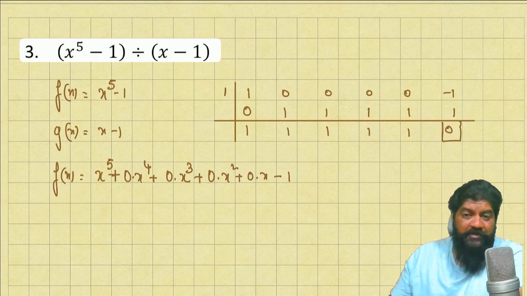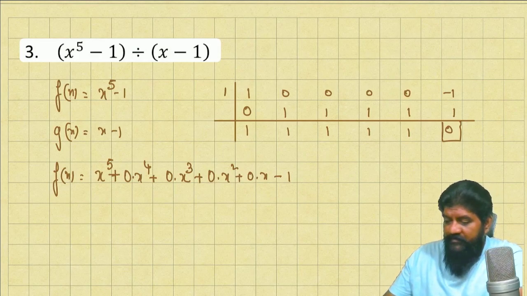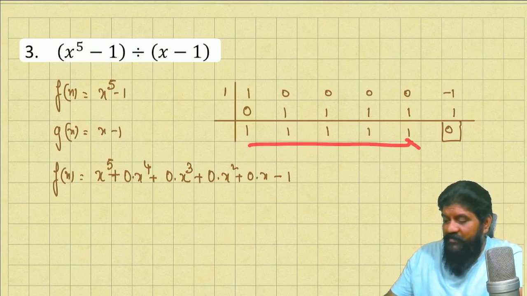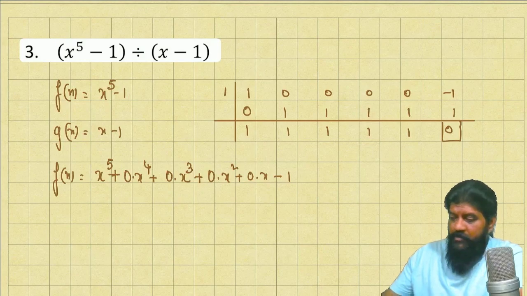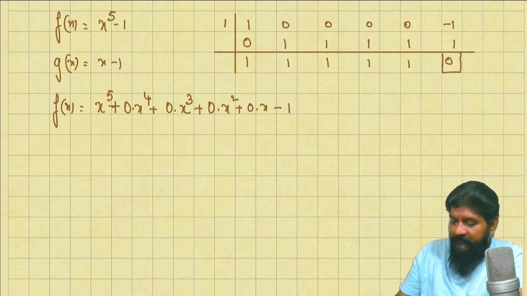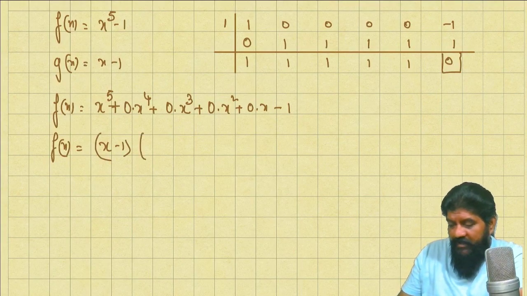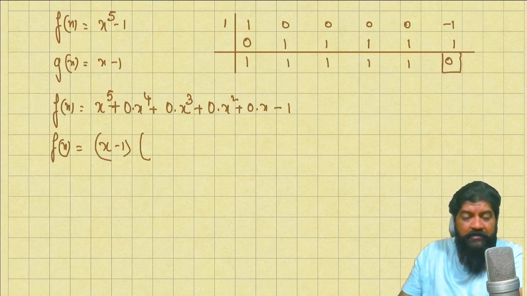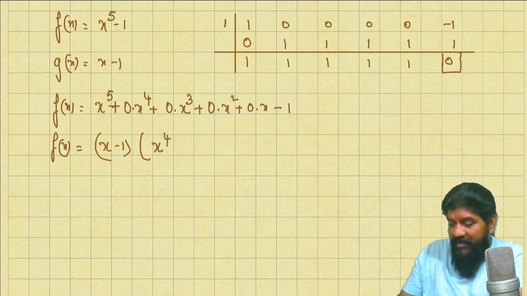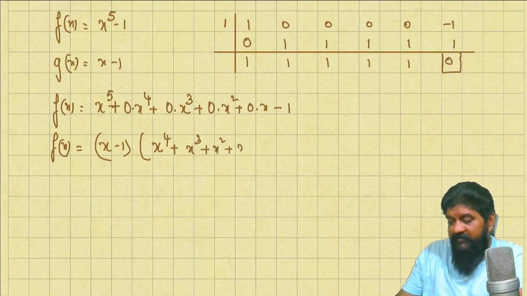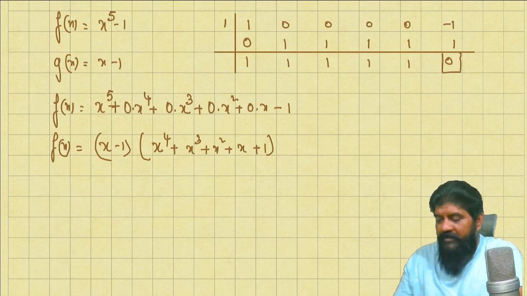It's an equation with the power of 5. The degree is a 5. And therefore, what you will have here is an equation of degree 4. What does that mean? It means that f of x can now be written as g of x, which is a factor, into all of them are 1, the coefficients of the variable x. So I can blindly write this as x to the power of 4 plus x cubed plus x squared plus x plus 1. That's going to be your equation.